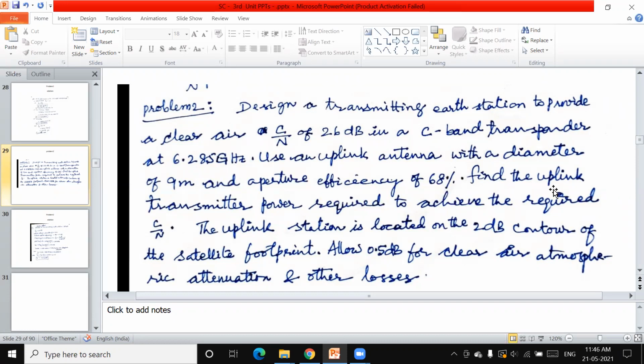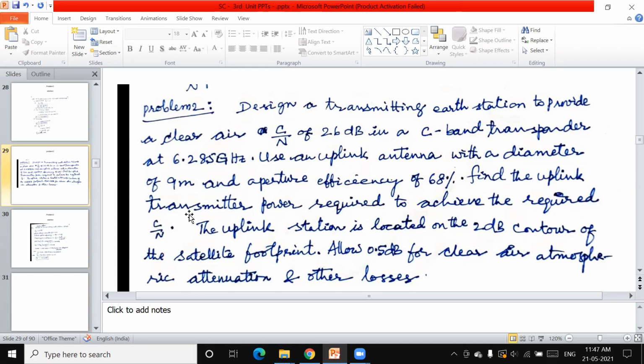Find the uplink transmitter power required to achieve the required C by N. Please look into this statement, this is your aim. Find the uplink transmitter power. Clear? That means we have to find PT, the power required to achieve the required C by N.